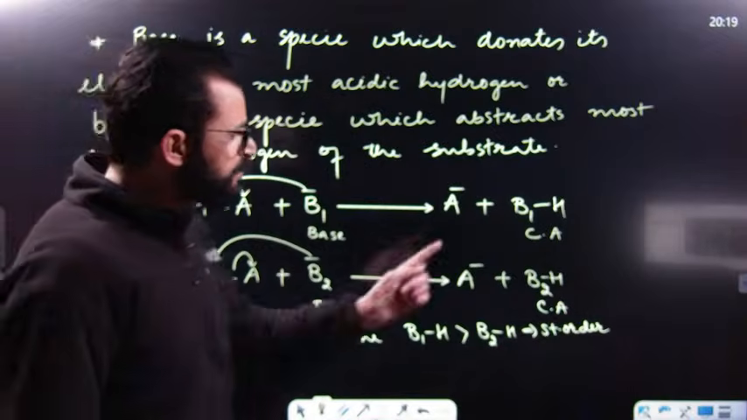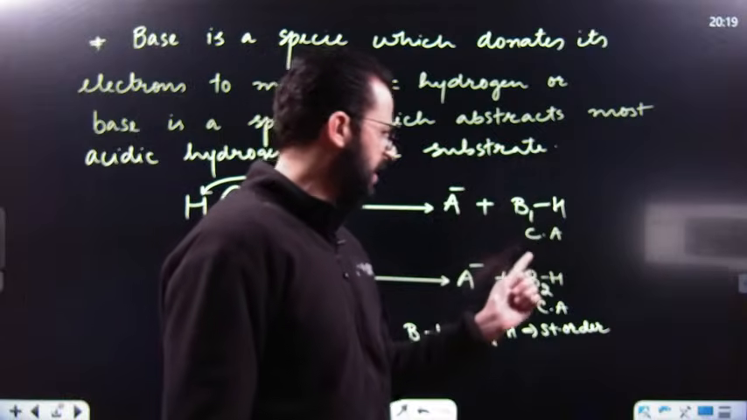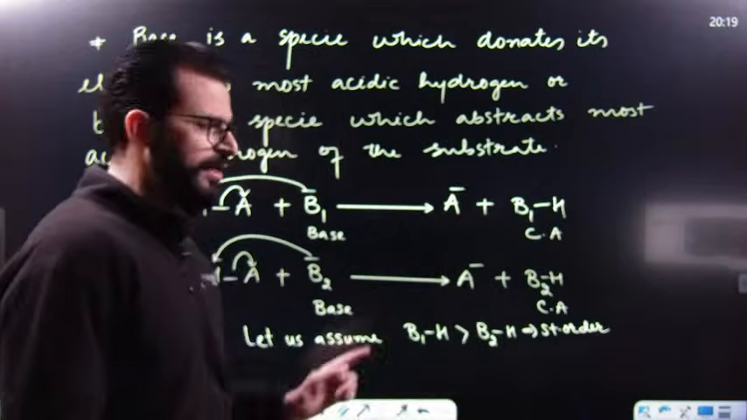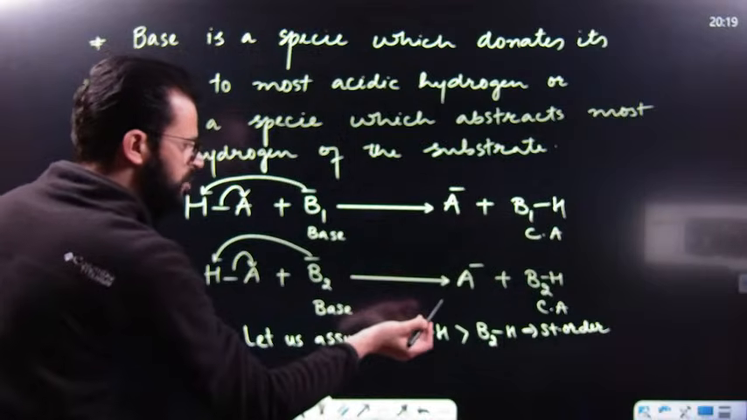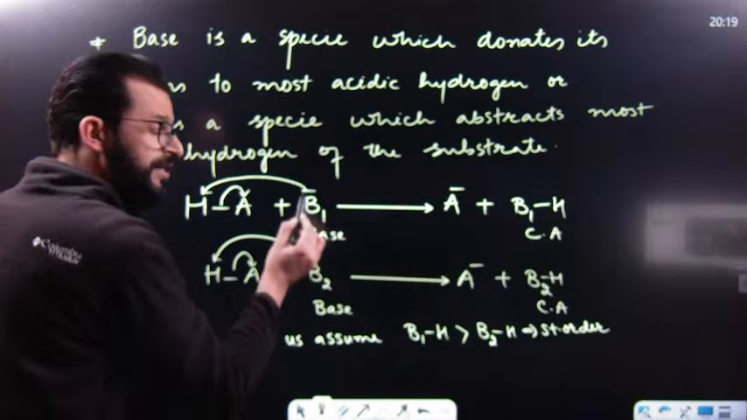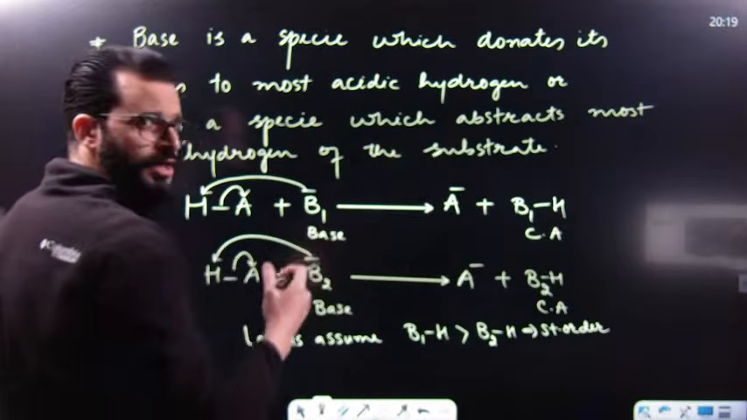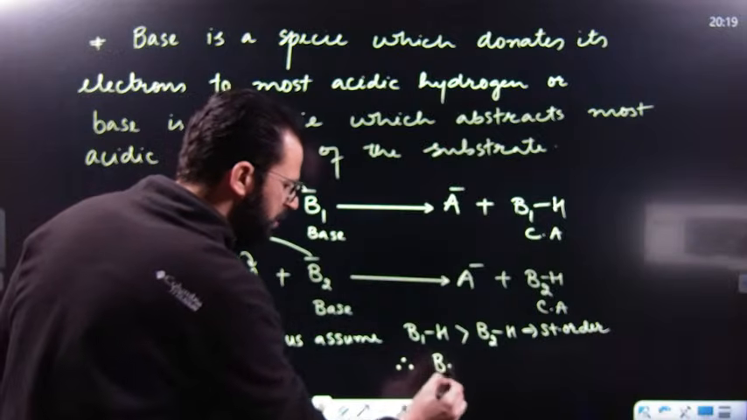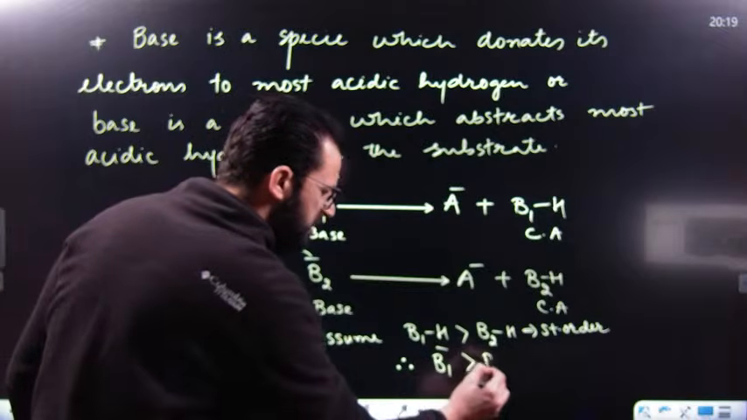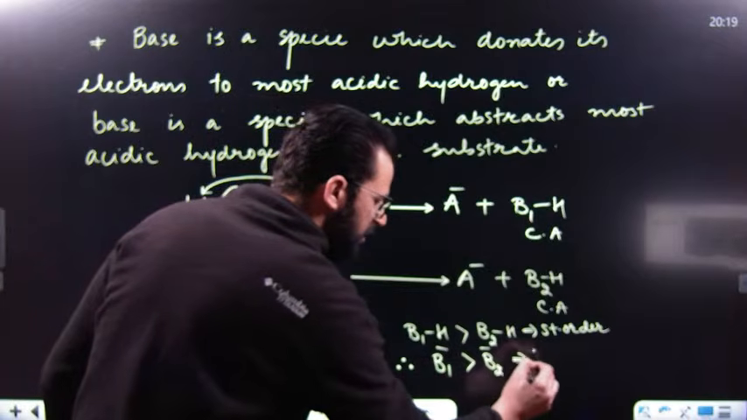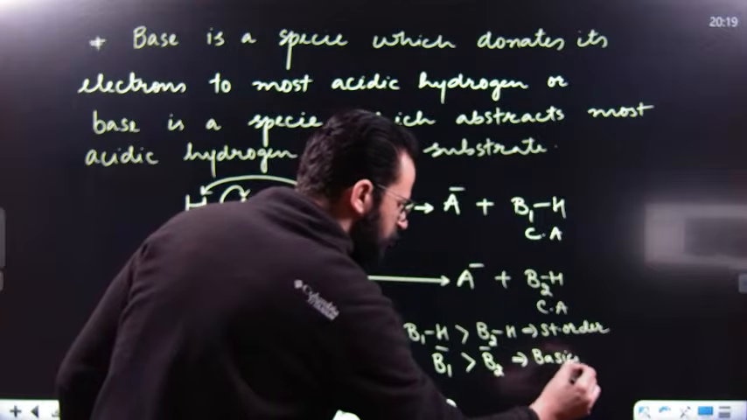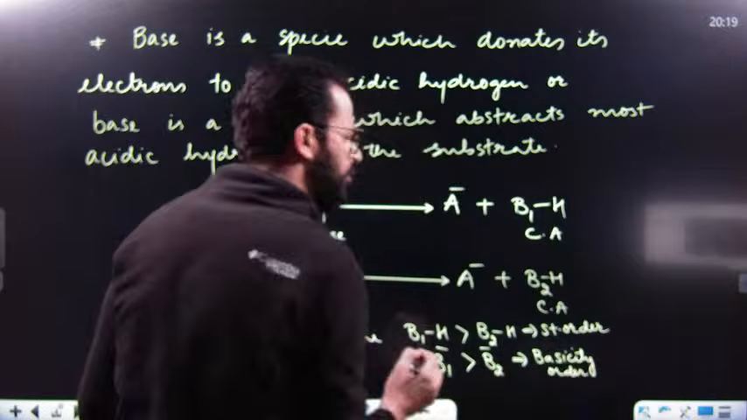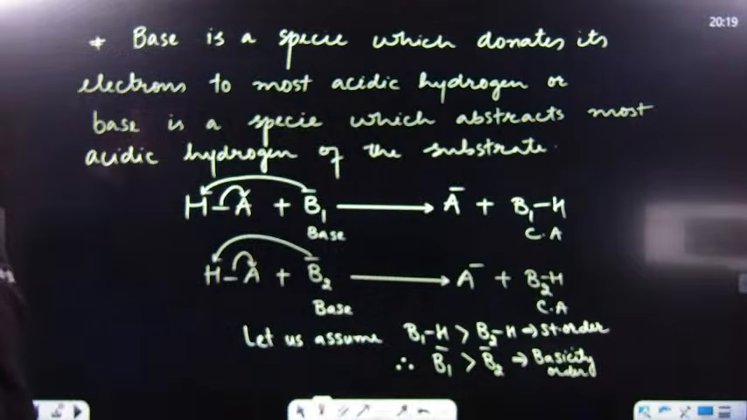Now tell me, if this is more stable as compared to this, can I say it will be formed more easily than this one? If B1H is formed more easily than B2H, that clearly indicates that this base abstracts H more easily as compared to this. So we can simply say that B1 minus is a stronger base than B2 minus. So this is the basicity order, or the order of basic strength. I hope this is clear to everyone.